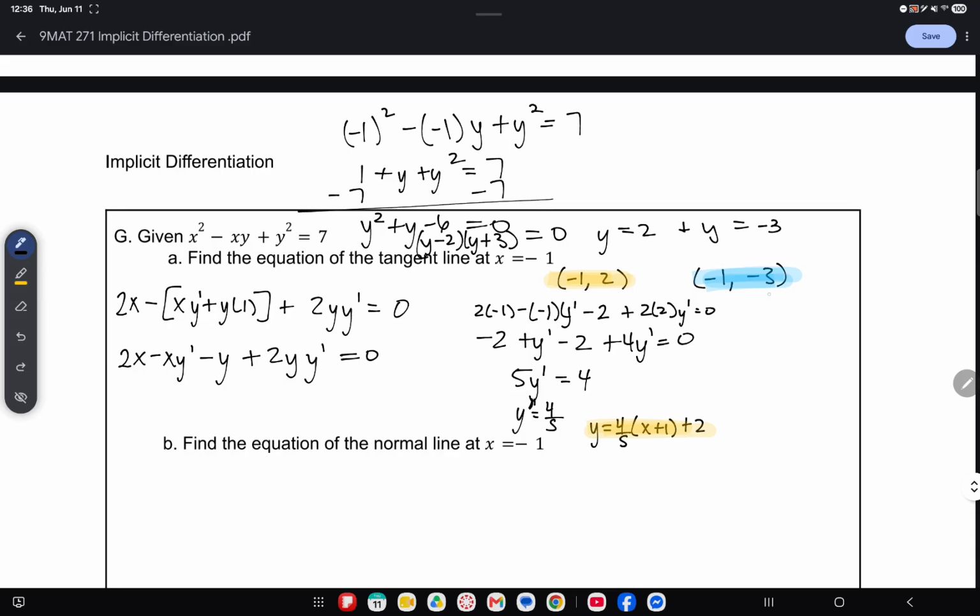Then I'll do the same thing for the blue one. So we have 2 times -1 minus -1 y prime plus 2y y prime is 0. So -2 plus y prime minus 6y prime. Oh, I think I have made a mistake here. Nope, I forgot to do it in this one. I'm going to rewrite this one.